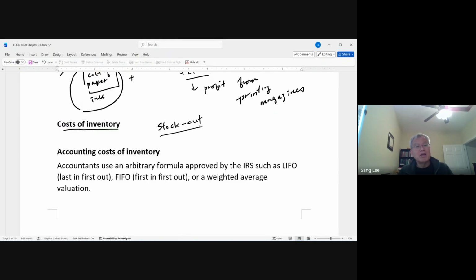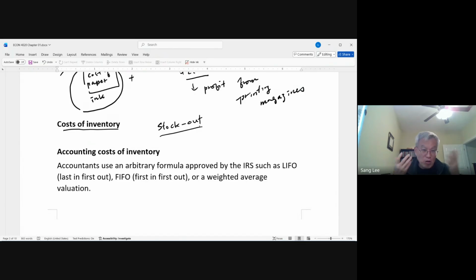So that's why, even though carrying inventory is costly, most businesses will carry inventory to prevent unnecessary stock out, to protect their business. Carrying inventory is costly, but preventing stock out is also beneficial. So you compare cost and benefit.